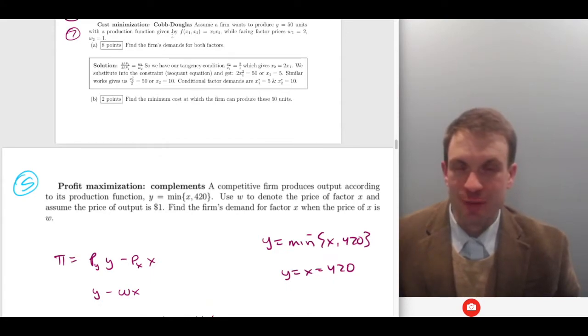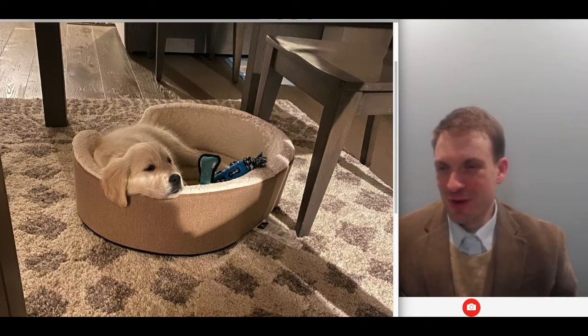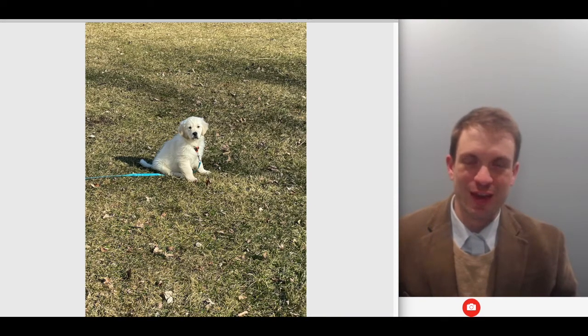All right, so cost minimization, Cobb-Douglas. You know what we need? That's right. Puppy study break. Oh, but there's another puppy study break. Look at that. That makes me feel better.